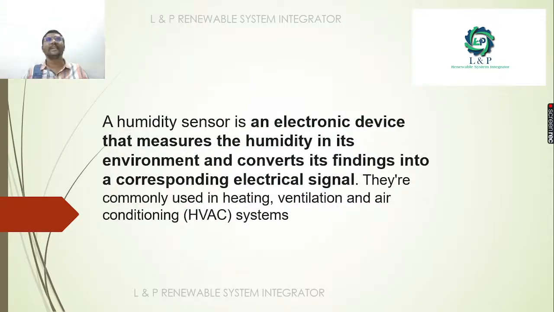First of all, a humidity sensor is an electronic device which measures the humidity in its environment and converts its findings into a corresponding electrical signal. The electrical signal can be a 4 to 20 milliamps output, or it can be a 0 to 10 volt DC.